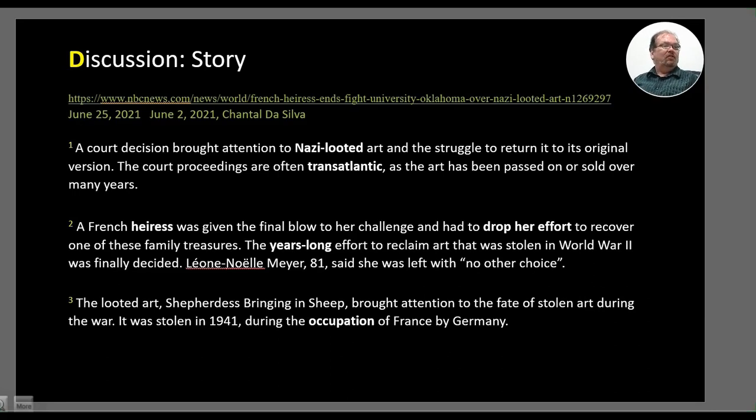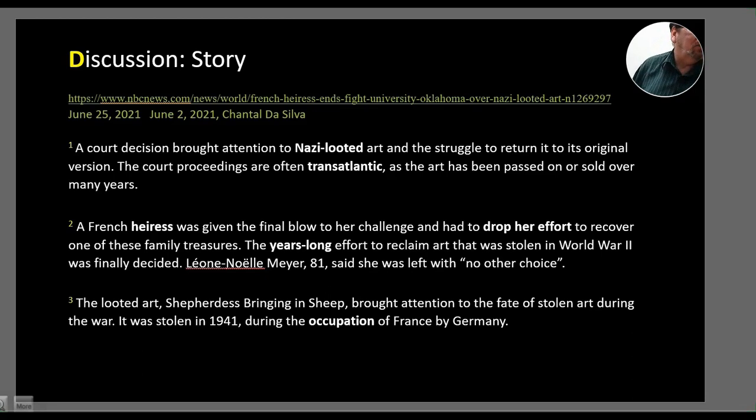A court decision brought attention to Nazi looted art and the struggle to return it to the original owners. The court proceedings are often transatlantic, as the art has been passed on or sold over many years. A French heiress was given the final blow to her challenge and had to drop her effort to recover one of those family treasures. The years-long effort to reclaim art that was stolen in World War II was finally decided.